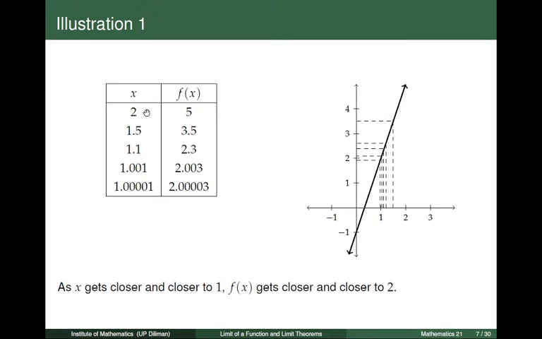Likewise, when we consider x values close to 1 but greater than 1, so we are looking at the numbers 2, 1.5, 1.1, 1.001, and 1.00001, the functional values, on the other hand, are getting closer and closer to 2.